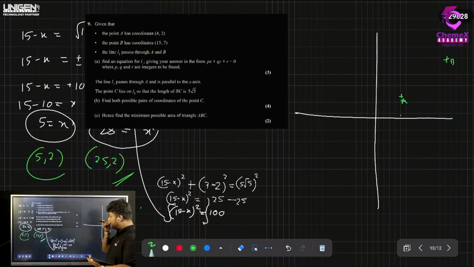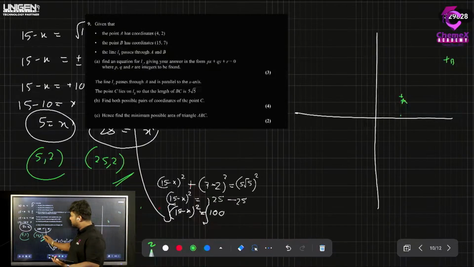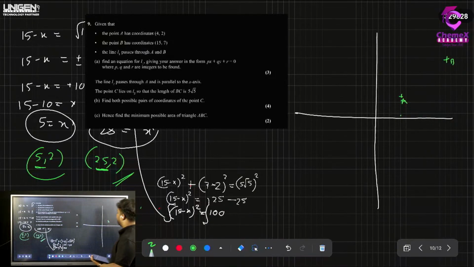So they are asking to find the minimum possible area for triangle ABC. So the minimum possible value is when you get the largest x or the lowest x, the lowest x, which is 5, 2. So C is at 5, 2. Somewhere here, let's say C. So it's a triangle like this. 5, 2 means it's on the same place as where this point is, C. So you are getting a triangle like this.